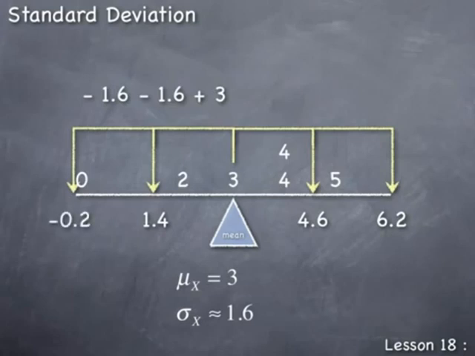So if you do 2 standard deviations below the mean, that would be 3 minus 1.6 once, minus 1.6 twice, you get a score of minus 0.2, and the minus 0.2 score goes beyond the 0, which was the minimum score.